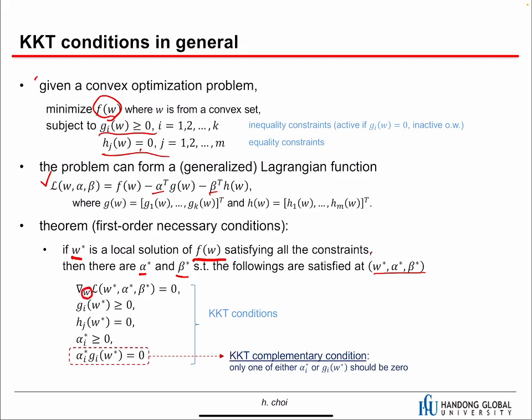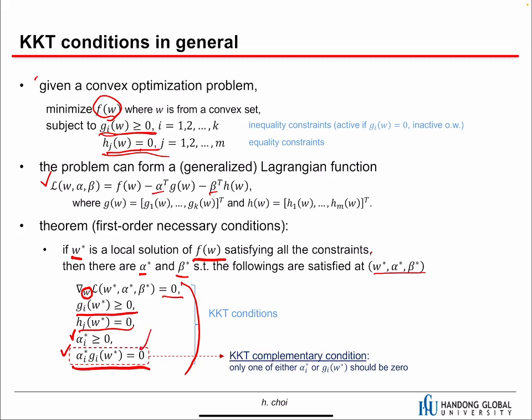And when we take a derivative, it should be zero. Okay. And then this one is our constraint. Okay. And then this one is another constraint. And the Lagrangian multiplier should be positive, or it could be zero. And then this one is especially important because these are KKT conditions, but this one is actually the KKT complementary condition. Okay, so we're gonna use this one many times.